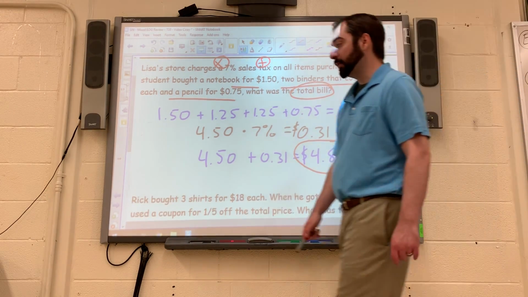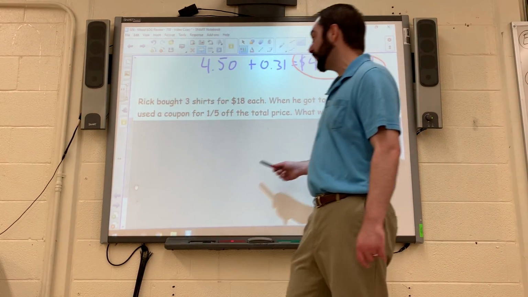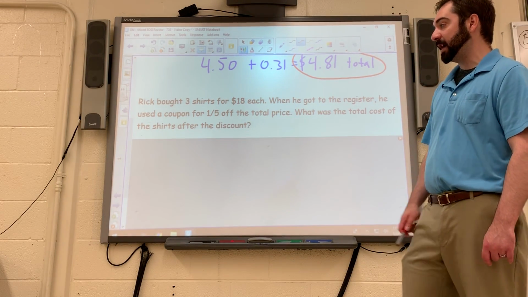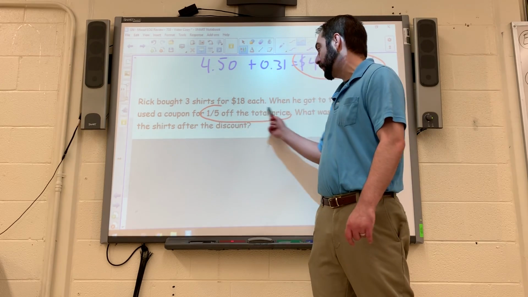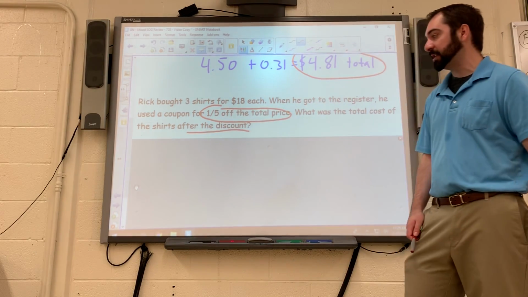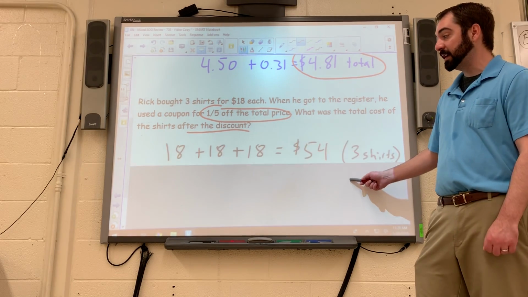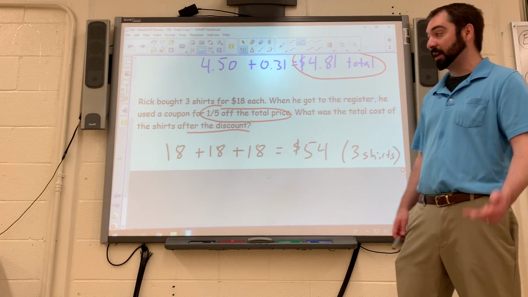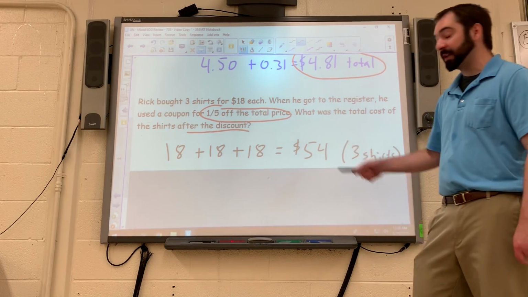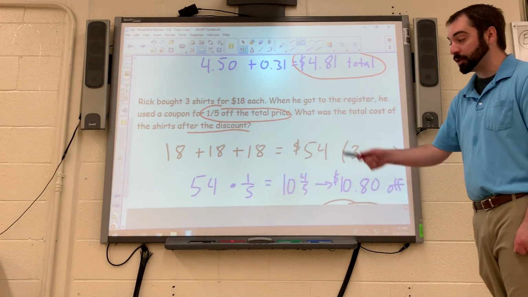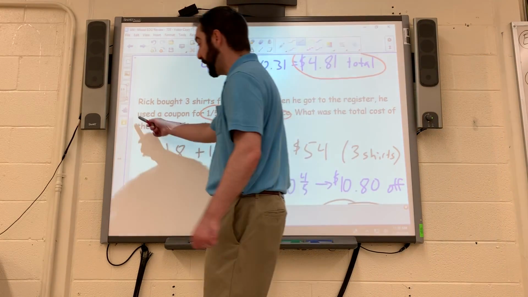Example number 2, Rick bought 3 shirts for $18 each. When he got to the register, he had a coupon for 1/5 off his total price. And what was the price of the shirts after the discount? Well, first thing we had to figure out was how much were the 3 shirts. 18 plus 18 plus 18, or I could have done 18 times 3, means that the 3 shirts were $54. He used a coupon for 1/5 off that price.